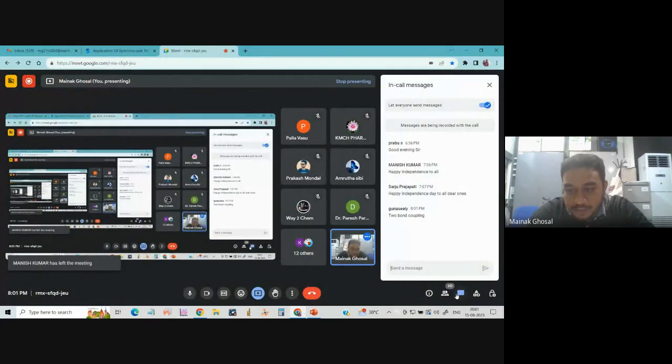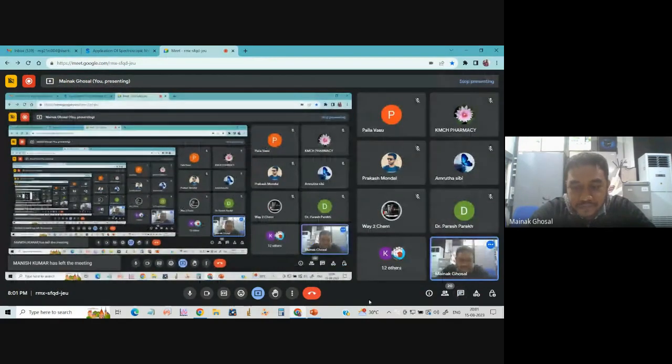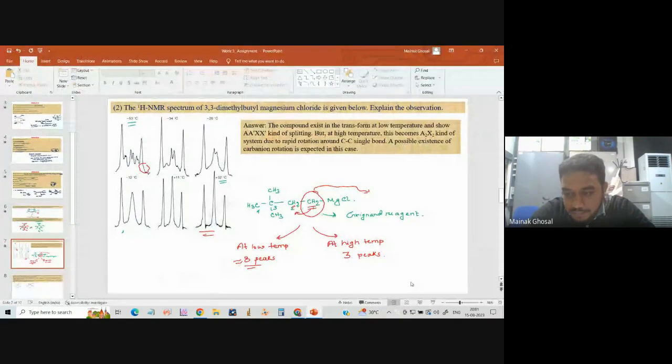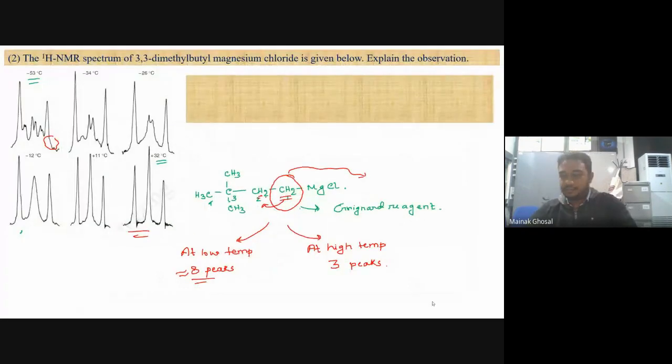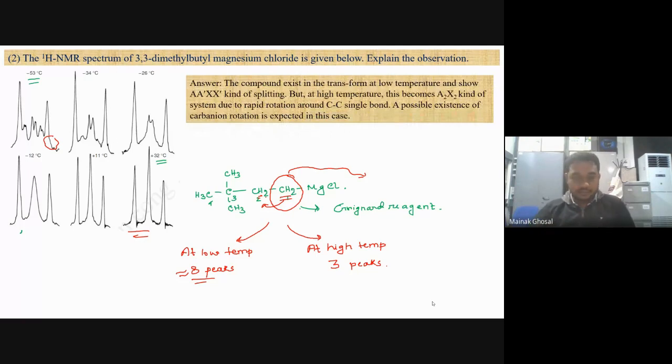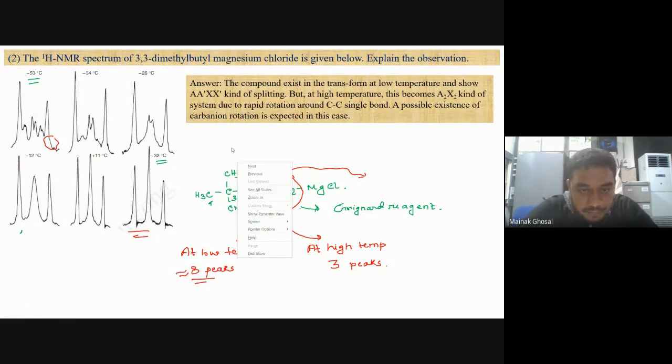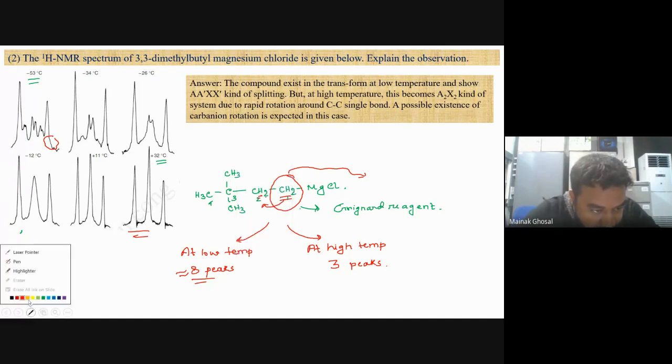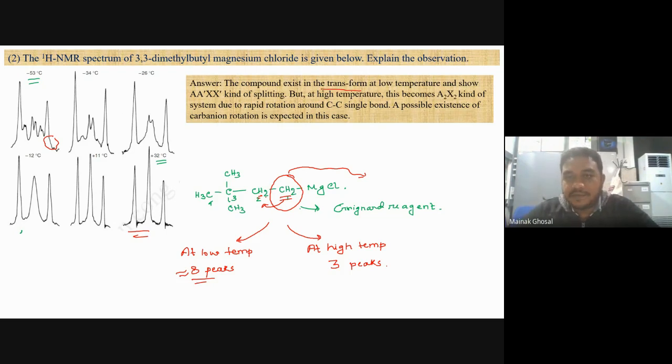2-bond coupling. Okay, let me go to the answer. So this is the answer. The compound actually exists in the most stable trans form at low temperature. Trans form at the low temperature, and so this kind of splitting pattern.